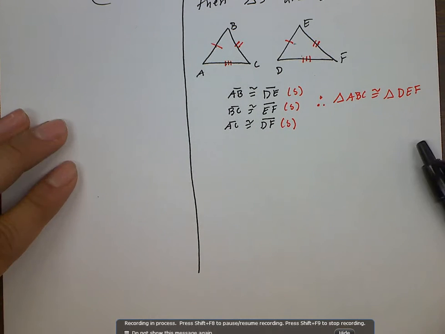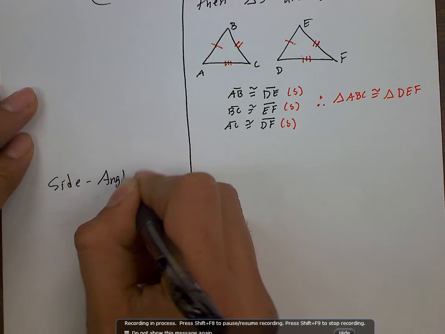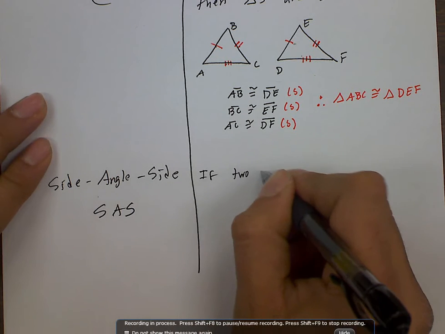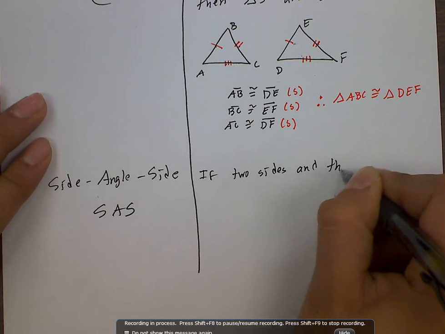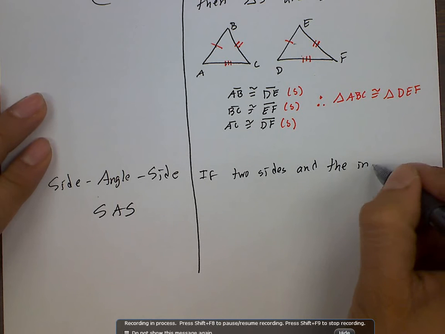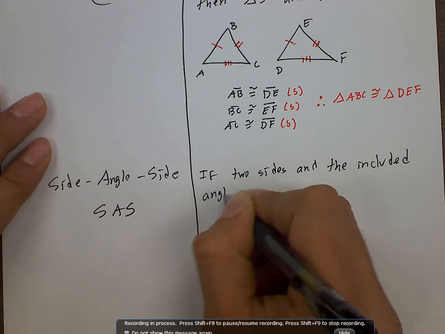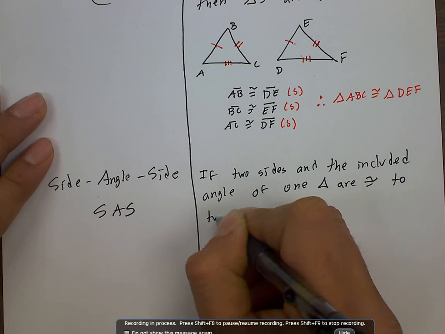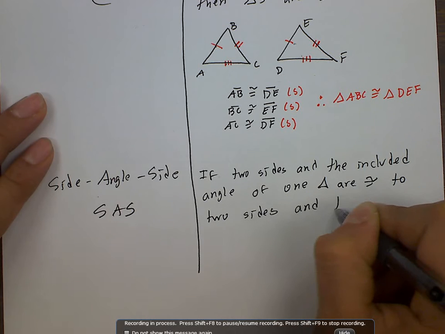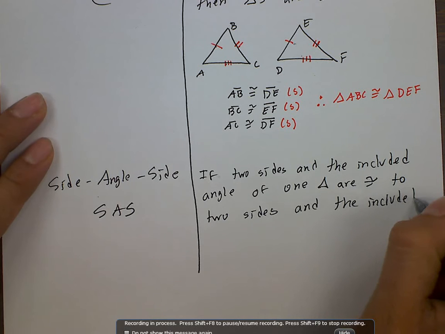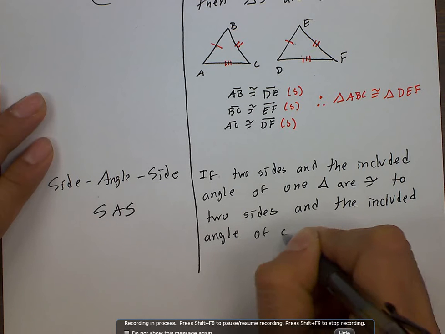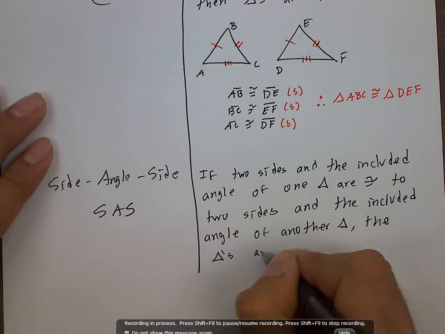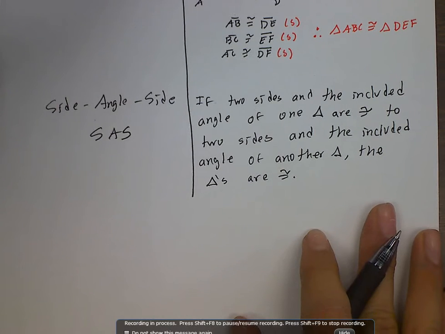Next one is side, angle, side. Okay? So this one says, if two sides and the included angle, included means the angle between the sides, of one triangle are congruent to two sides and the included angle of another triangle, then the triangles are congruent.